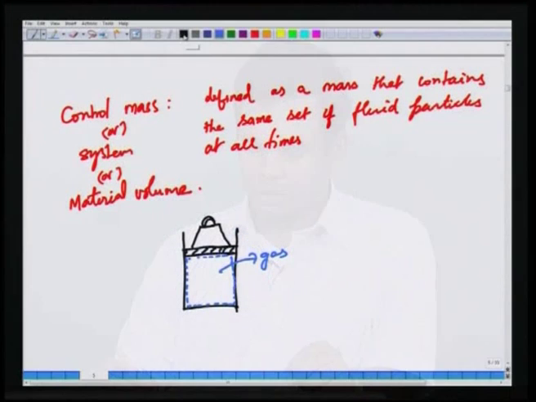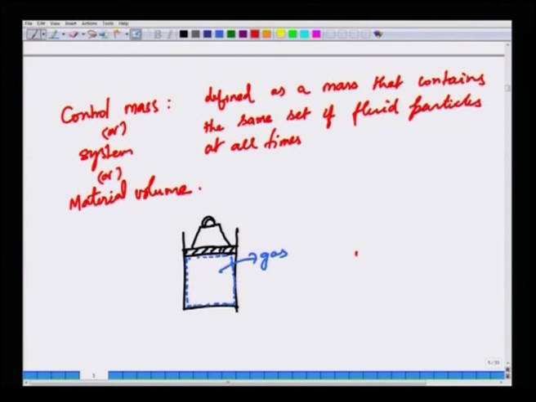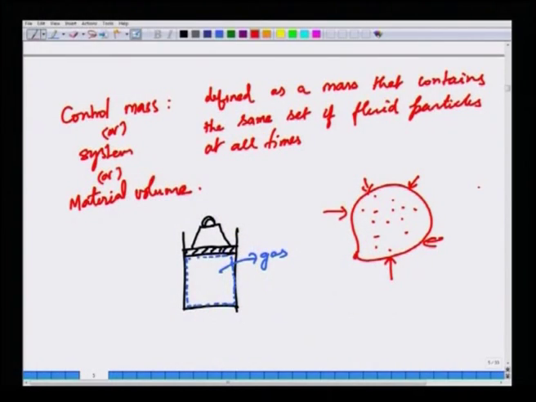Another example is that of a balloon which is filled with gas, and you can stretch, deform the balloon by applying forces, but this will have the same set of material points, although they may be moving about within that particular volume, but they will all be present within the same enclosure. So, the control mass always contains the same set of fluid particles or material particles.